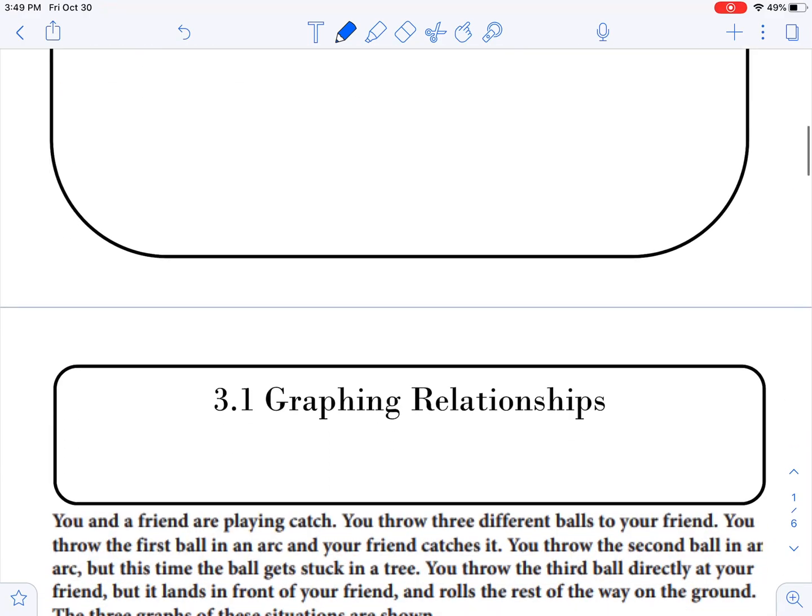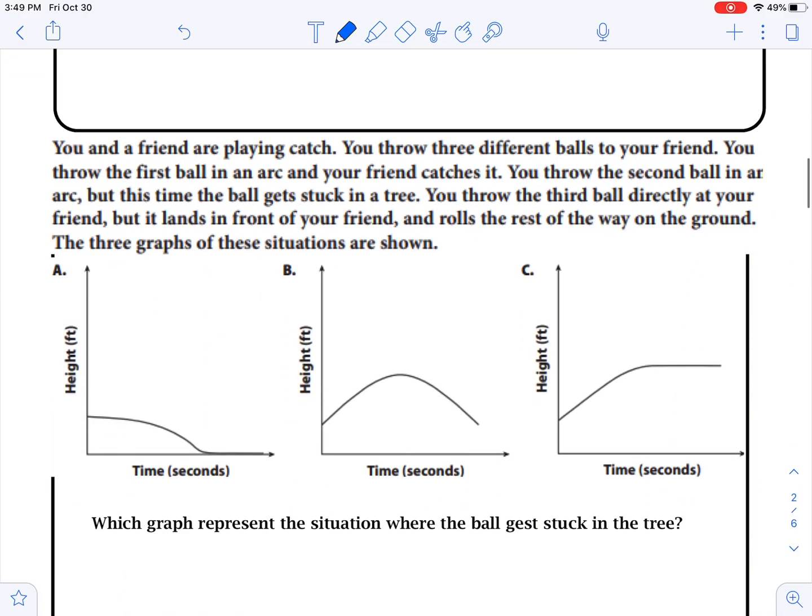So then we go to the next one. It says there are three situations. You and your friend are throwing a ball. First one, you throw your first ball in an arc, and your friend catches it. So a couple of things. You and your friend are off the ground, so I want to look at all the starting points. Off the ground, off the ground, off the ground.